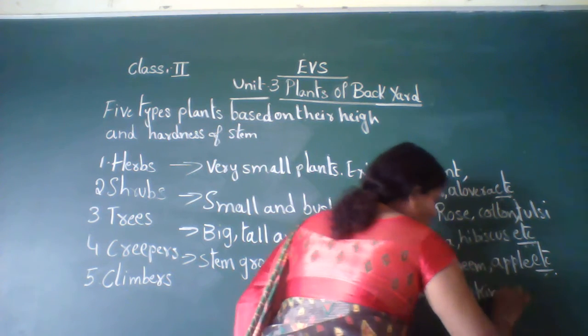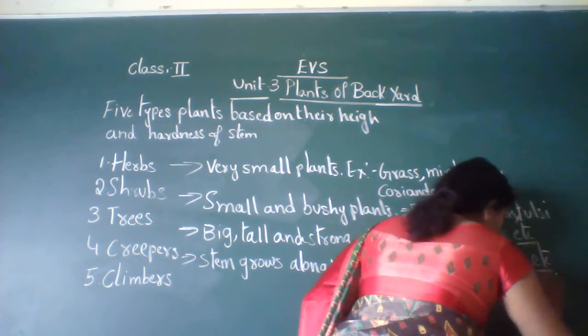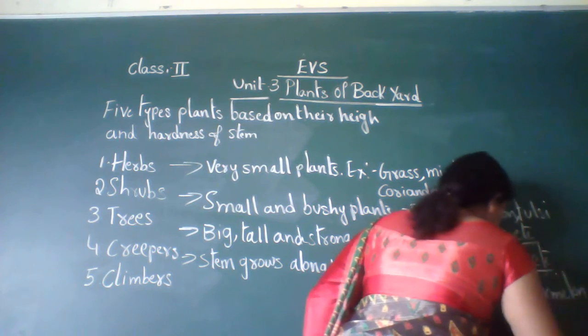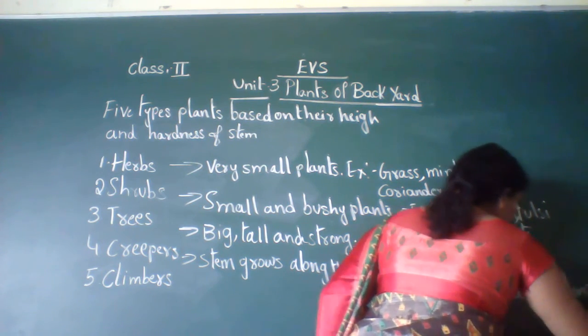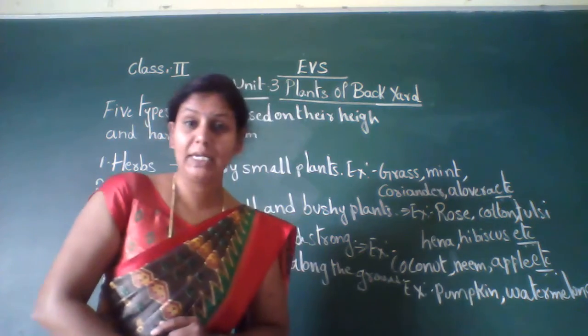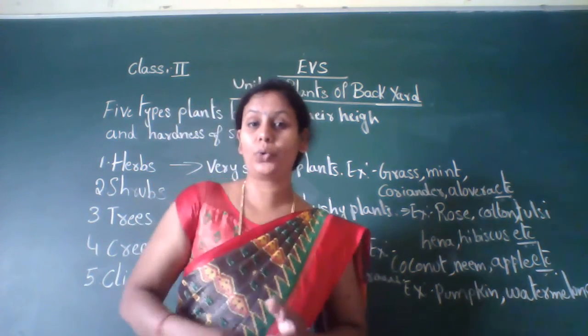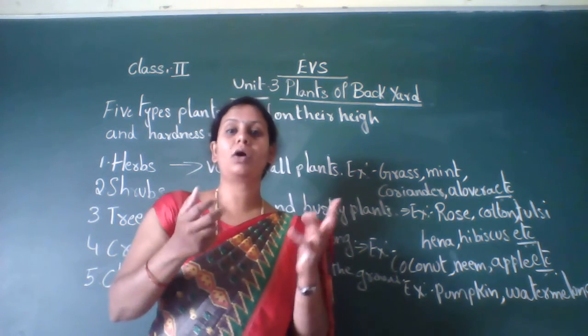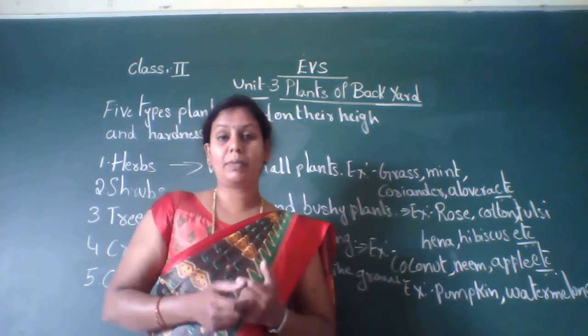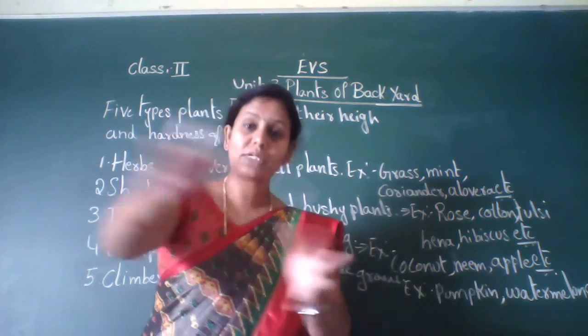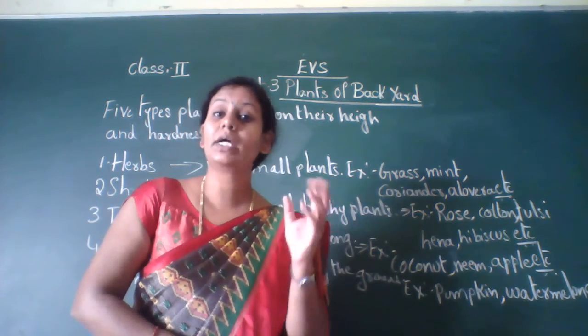Pumpkin, then watermelon, muskmelon, etc. Have you observed pumpkin, watermelon, muskmelon, where it grows along the ground only. So we don't get watermelon or pumpkin or muskmelon from any tree or from any plant we don't plant. So it grows along the ground because they are all creepers.